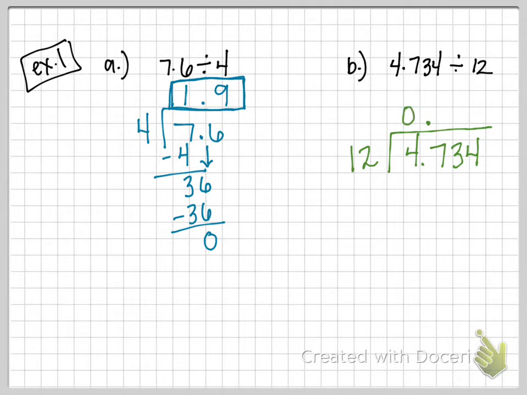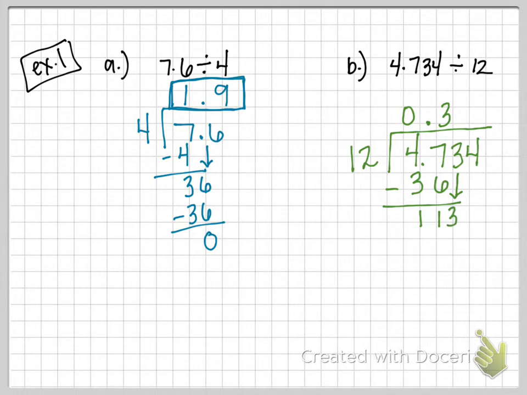Does 12 go into 47? Remember, we're ignoring the decimal point. Does 12 go into 47? Yes. How many times? 3. Yep. Now we're going to do 12 times 3. 2 times 3 is 6. 3 times 1 is 3. Subtract. 47 minus 36 is 11. Subtract, and then we bring down. Or you put your 0 and subtract.